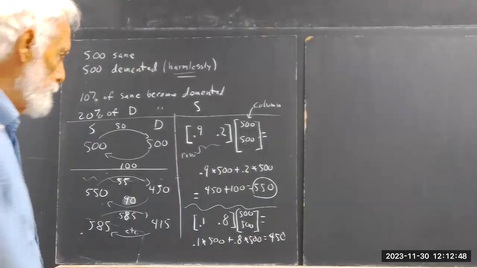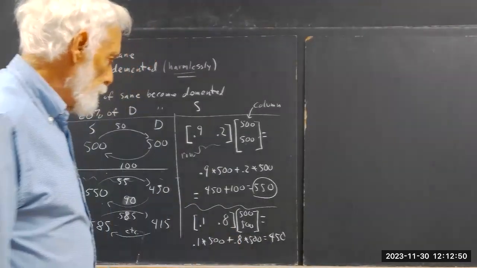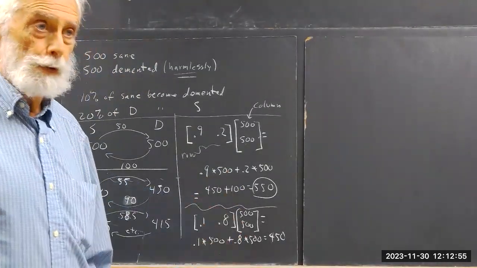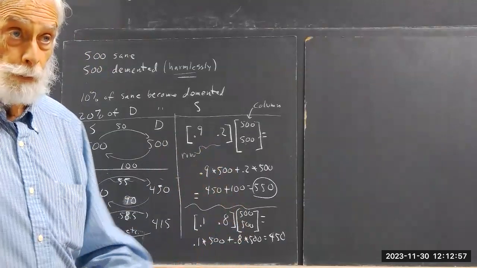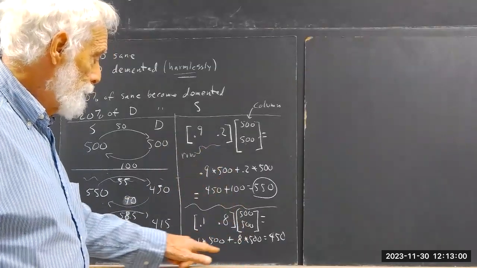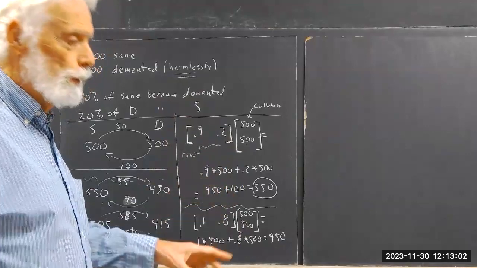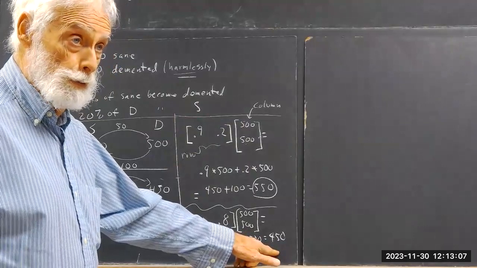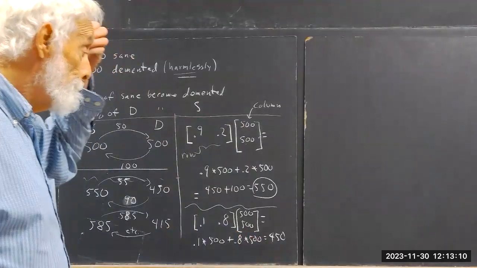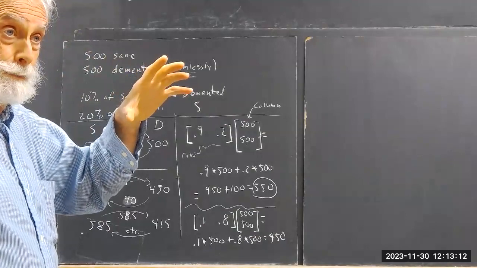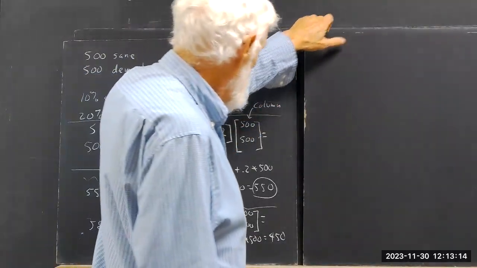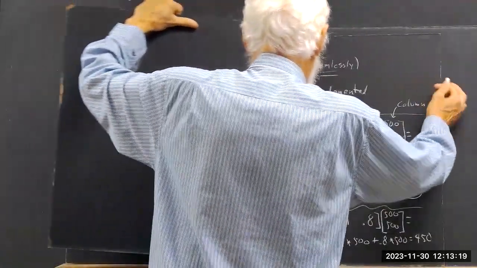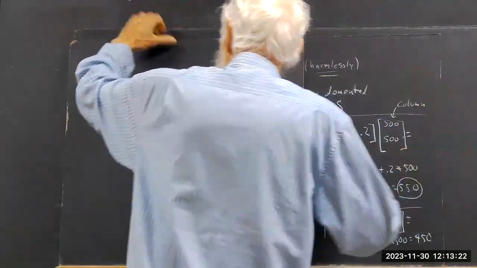Well, this gives me 450, because 0.1 times 500 is 50, and 0.8 times 500 is 400. 400 plus 50 is 450. That's 50, that's 400. We get 450. Okay? So got that? Now, I haven't told you where these numbers come from. But I'm about to.